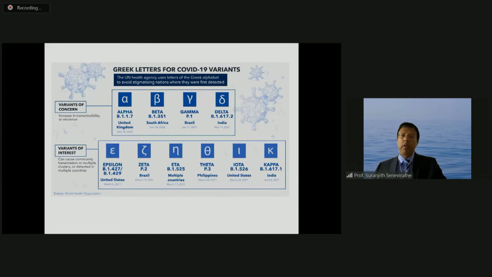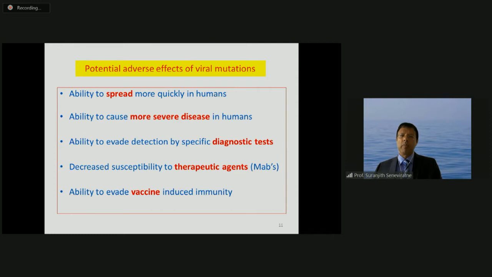We know the variants of concern and variants of interest, the 4 variants of concern in the WHO classification, and a number of variants of interest. Why do we say that a thing is a variant of concern or interest? That is because we look at 5 things: its ability to spread, severe disease, diagnostic tests, therapeutic agents, and vaccine responses. If these are affected in an adverse way, it becomes a variant of concern. If they are not really affected at the moment, we just observe them as variants of interest. So those are the 5 factors that we look at when dealing with the variants.